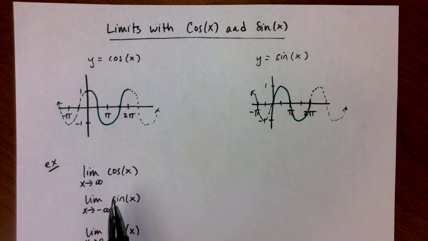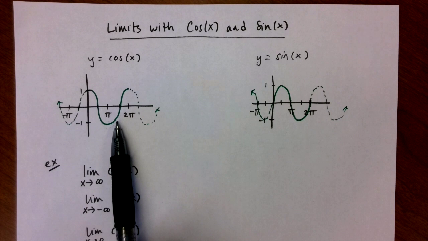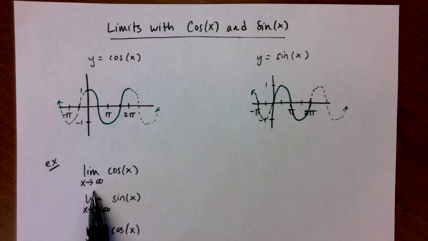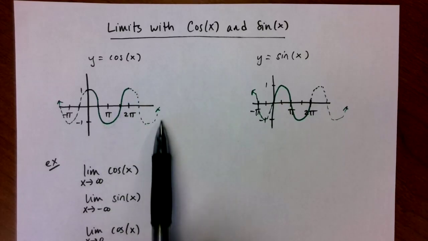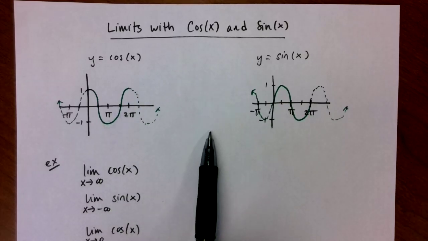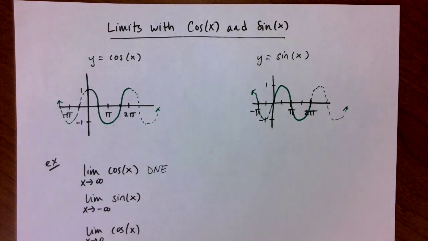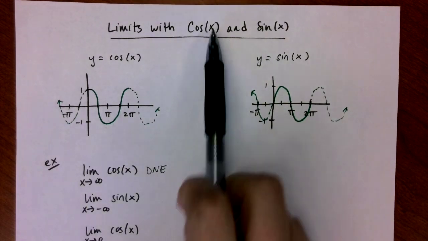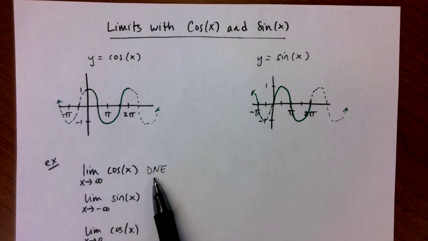Our first limit is the limit as x approaches infinity of cosine of x. We look at the cosine of x graph, and x approaching infinity means the far right end behavior of this graph. We know that it just keeps waving up and down between -1 and 1 forever. So this limit does not exist. I usually call this a true DNE. It doesn't approach infinity, it doesn't go up forever, it doesn't approach negative infinity. It just never settles on one y value.